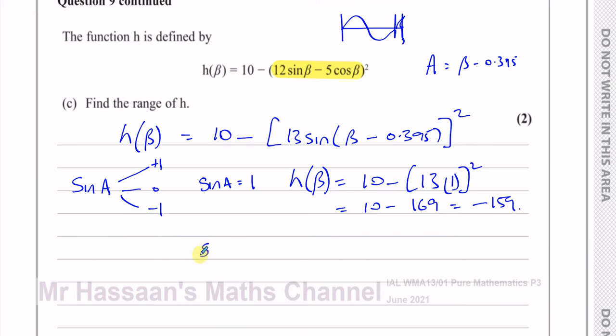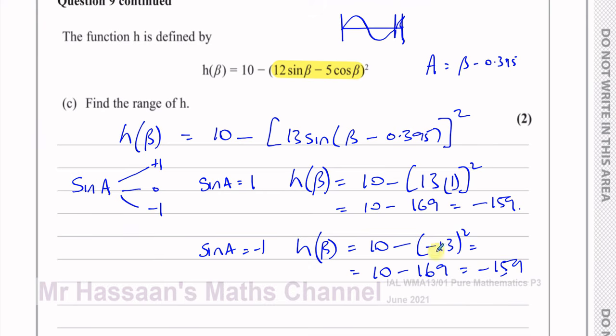And if we take sine A to be -1, you'll realize that -1 is going to be squared, and we'll end up with exactly the same thing, because you'll have 10 minus negative 13 squared, because you have 13 times -1. So you'll end up squaring that, and you'll end up with the same thing, which is 10 minus 169, which is negative 159. So it gives you the same value, but we have to realize that it's not going to stay at this value the whole time. It's going to be between certain values.